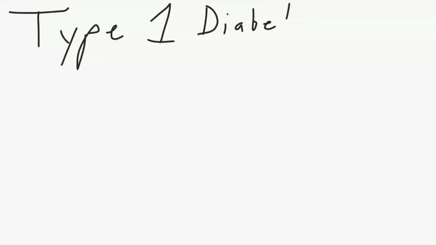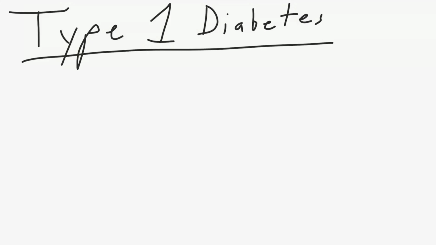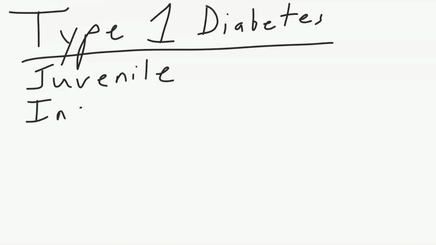Hi everyone. So today I'm going to be talking about type 1 diabetes, commonly known as juvenile diabetes or insulin dependent or insulin deficient diabetes. Now this video is going to be running over some of the basics of it, what causes it, treatment, and what can happen if you don't properly treat it.